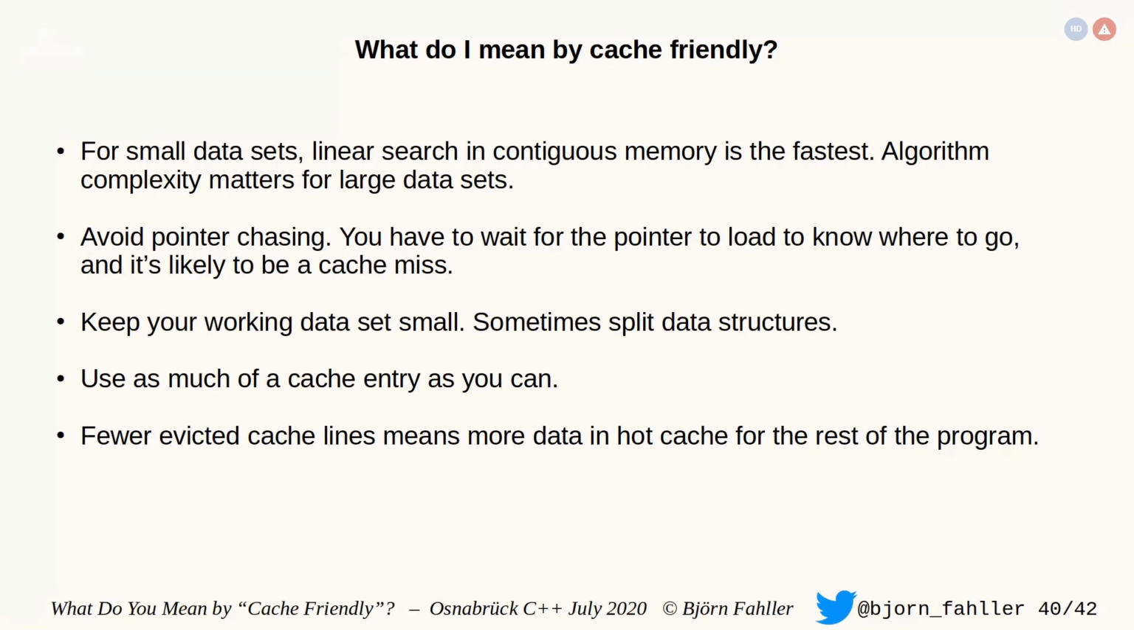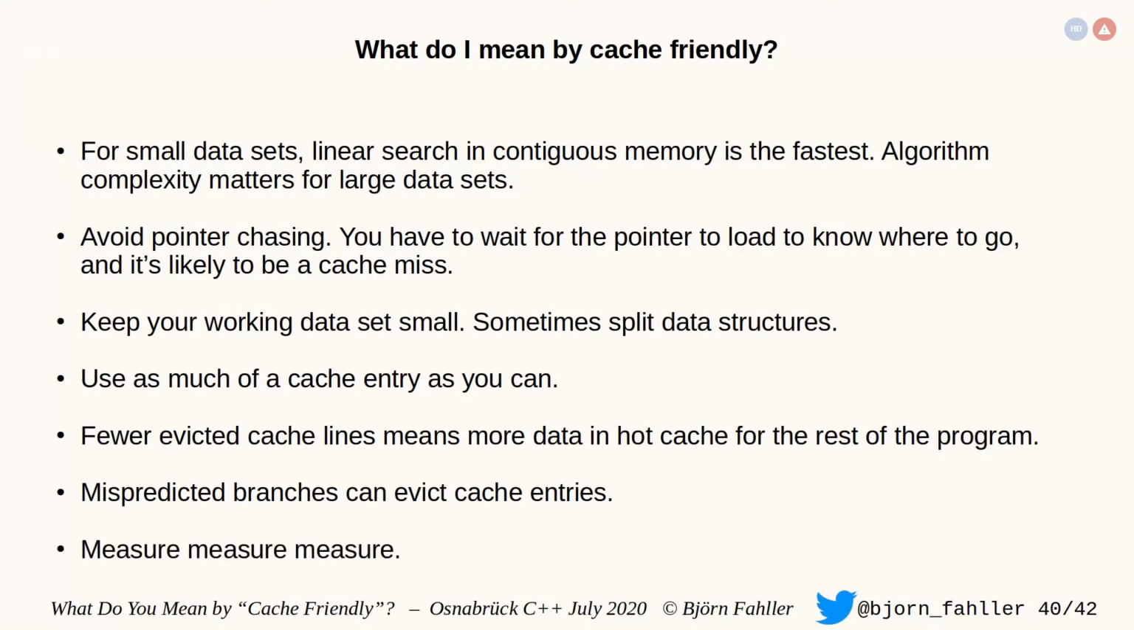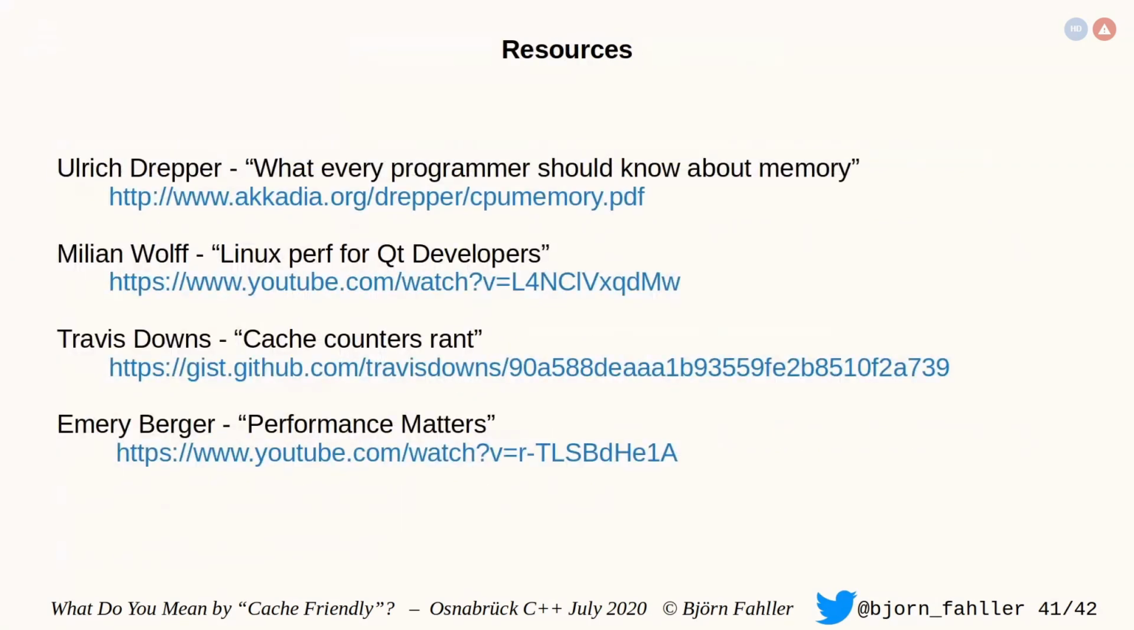This is obviously something that depends on the whole program structure, whether this is relevant or not. Mispredicted branches can evict cache lines, and it can confuse the heck out of you. And measure. There's just no way, at least for me, to reason very much about this, but guided by measurements, you can reason about it.